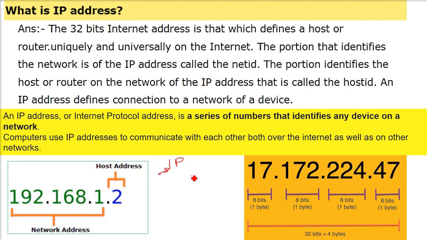An IP address, or internet protocol address, is a series of numbers that identifies any device on a network. The first part will take you to the network, the other part will take you to the host address. Computers use IP addresses to communicate with each other, both over the internet and on networks. These are dot separated.